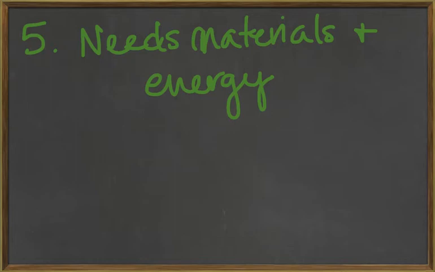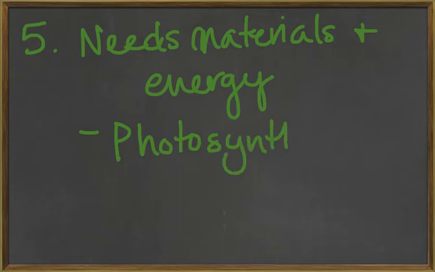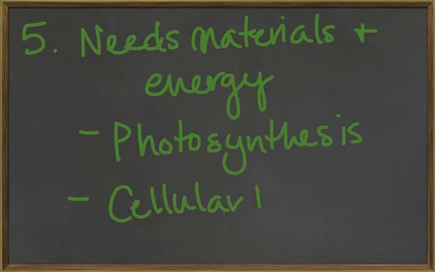Animals and plants get their energy sometimes in different ways. A lot of plants can get this through photosynthesis. Humans get a lot of their energy from cellular respiration. And we'll talk about those a little bit more in class. We'll spend a lot of time on photosynthesis and cellular respiration within this semester.